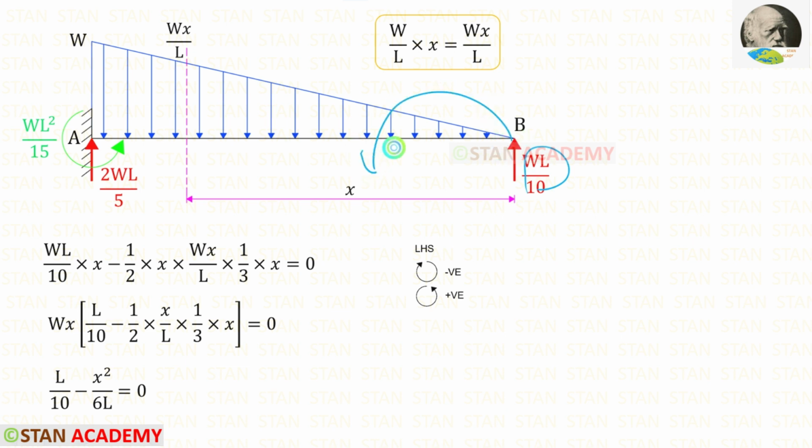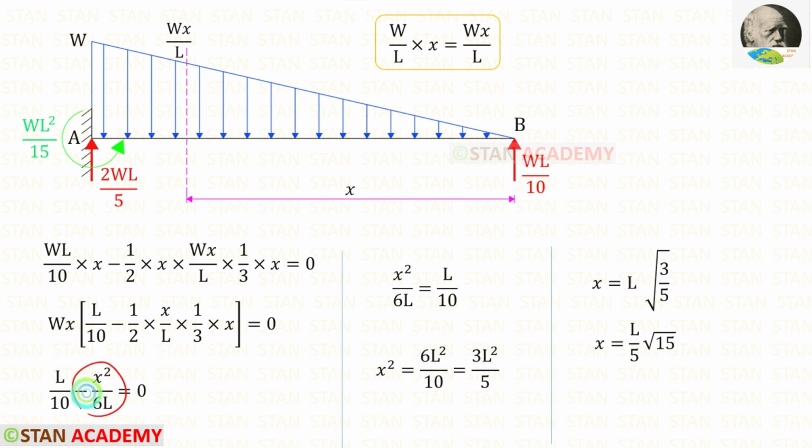RB is acting in the anticlockwise direction so that it will be positive and the distance is x. UVL is acting in the clockwise direction so that it will be negative. We know that for the UVL, we have to multiply the area with the centroid distance. From these two terms, we can take Wx outside, and then on the other side, 0 upon Wx, it will be 0. X into x, it will be x square. 2 into L into 3, we will get 6L. We can take this term on the other side, so it will come as positive.